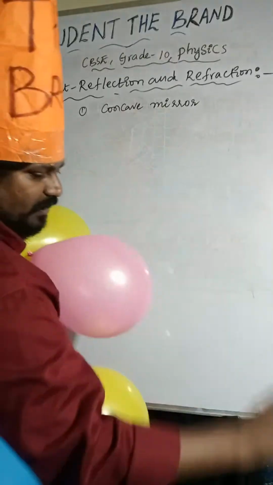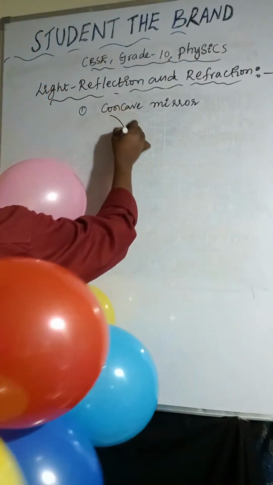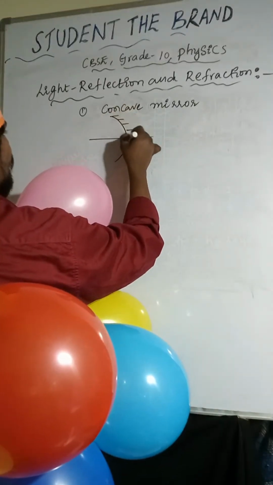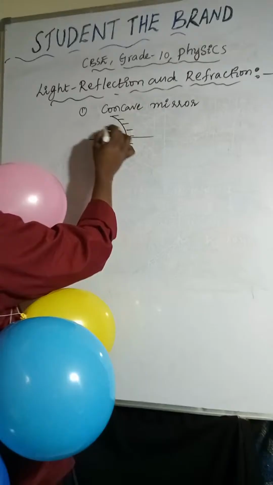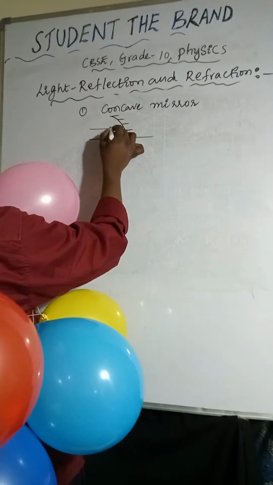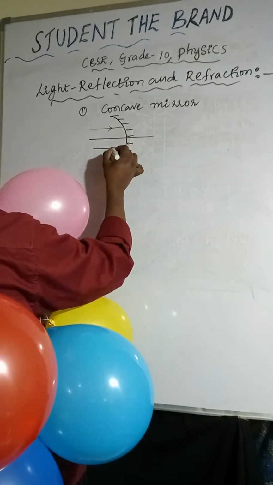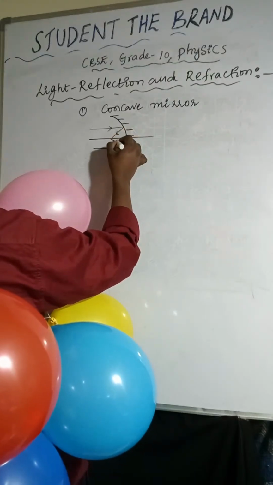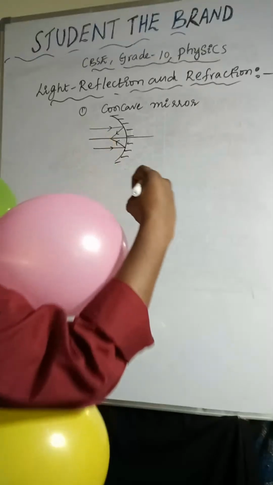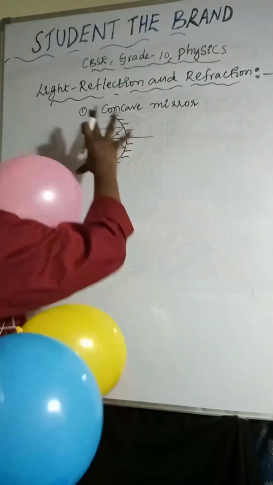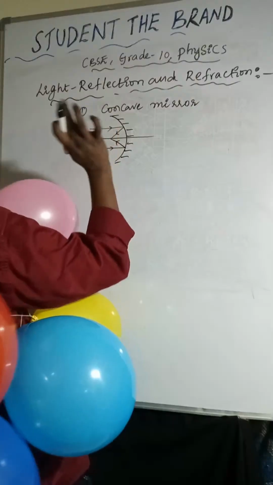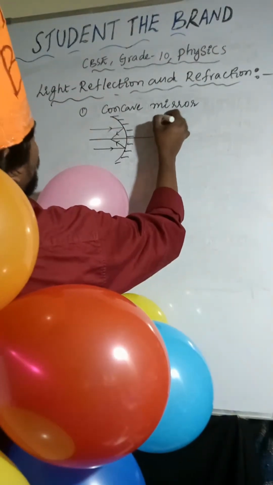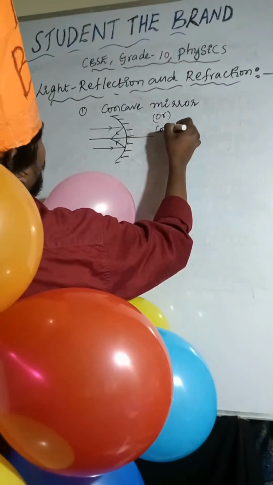Coming to concave mirror, the mirror whose reflection takes place inward. I'm taking the concave mirror like this. This is the concave mirror. Incident light rays reflect inward. So after reflection, those light rays are meeting at one point on the principal axis. So concave mirror is also known as converging mirror.